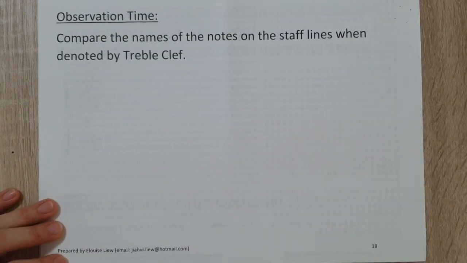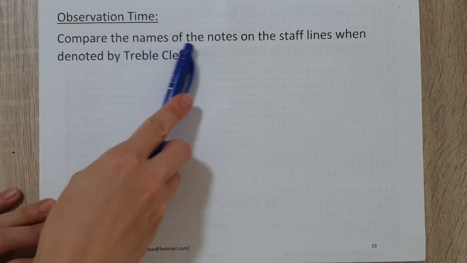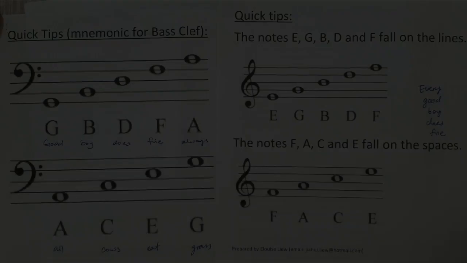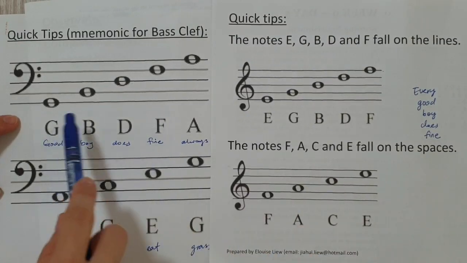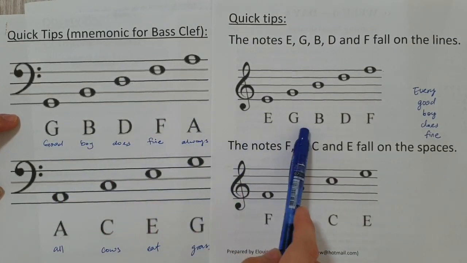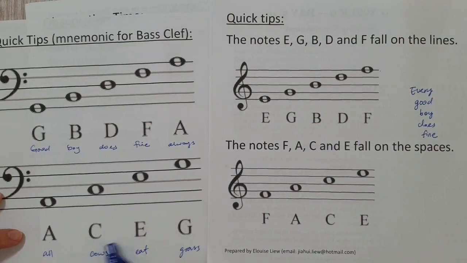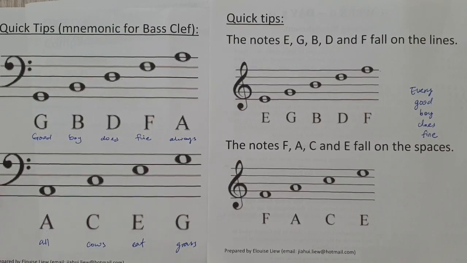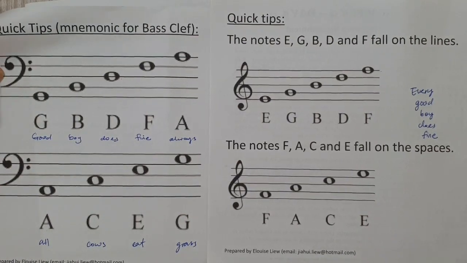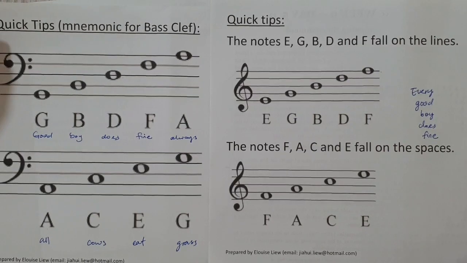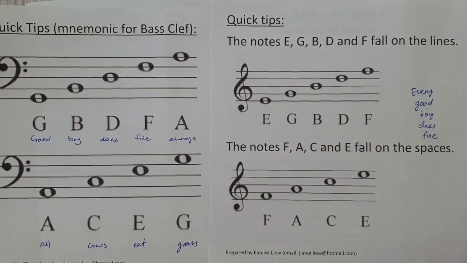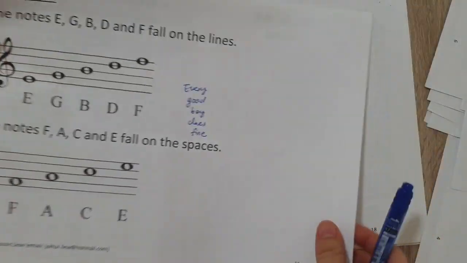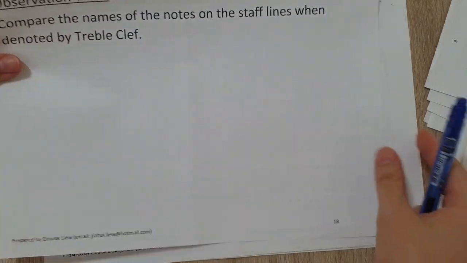Now I want you to observe something. I want you to compare the names of the notes on the staff lines when denoted by treble clef and bass clef. So there you go. G, B, D, F, A, E, G, B, D, F. A, C, E, G, F, A, C, E. Okay? Don't get confused. Practice makes perfect. At the beginning, you will find it difficult to remember, but that's okay. Everyone goes through this stage before they become familiar. Okay? Next.